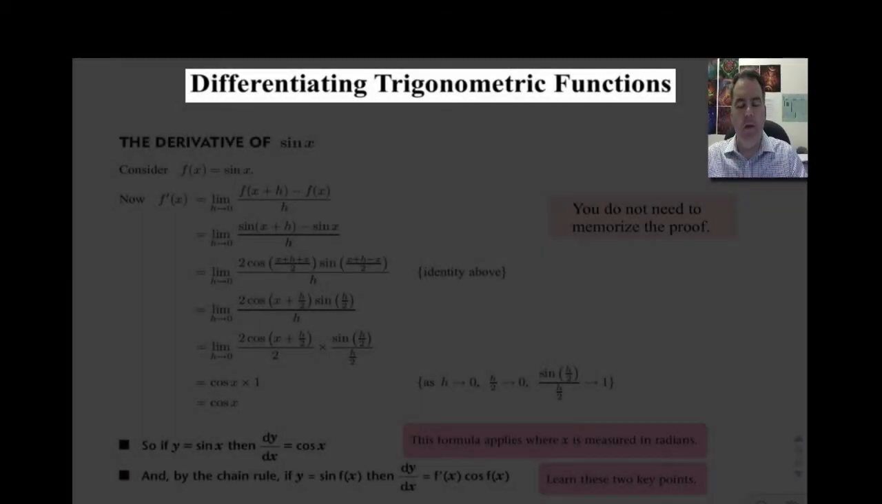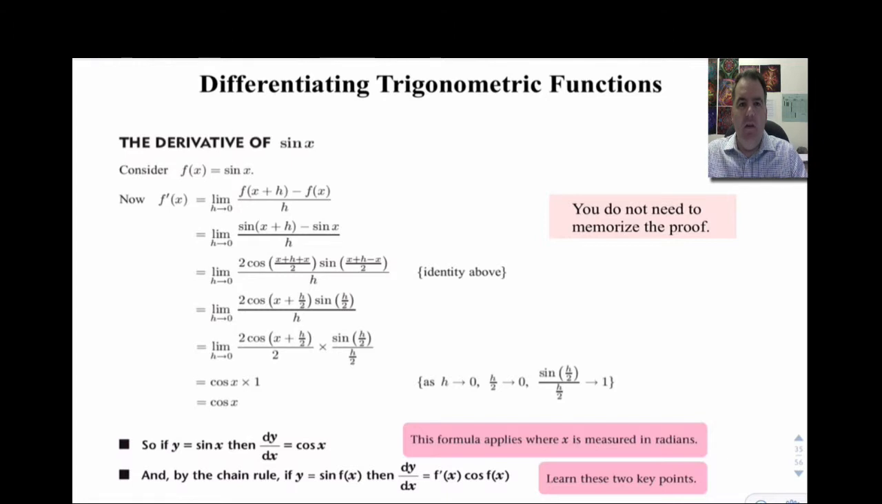In this video we're going to be talking about differentiating trigonometric functions. We've already covered things like differentiating polynomial functions. We've covered the chain rule, the quotient rule, the product rule. So now we're going to talk about trigonometric functions and then apply all those rules, the chain rule, quotient rule, product rule, to doing trig functions.